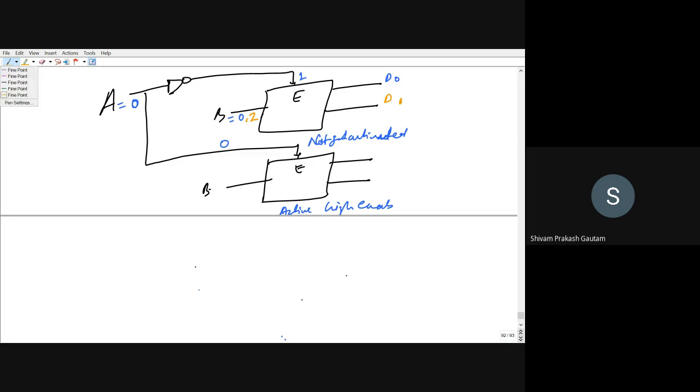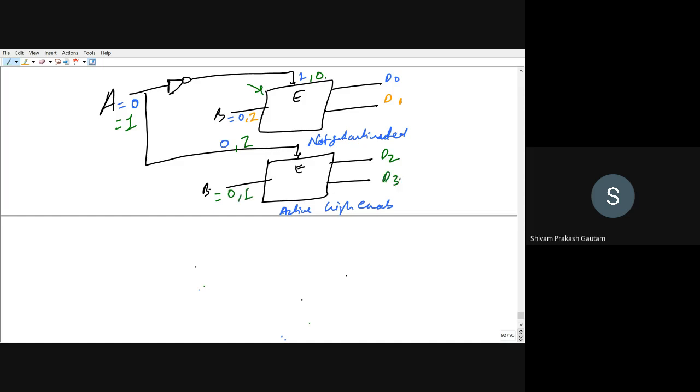Similarly, when A is equal to 1, you will get 0 here, then this will not get activated. When A is equal to 1, you will get 1 here, and then this second one will be activated. When B is equal to 0 and A is equal to 1, you will get D2. When B is equal to 1 and A is equal to 1, you will get D3.